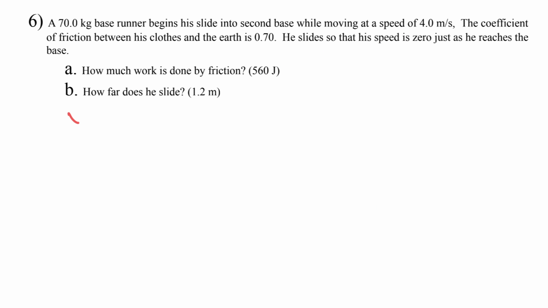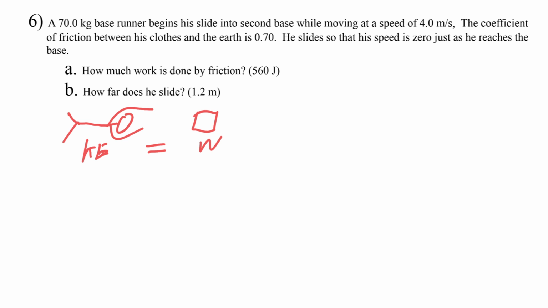Alright, so we have a base runner. They're going to slide into the base and stop. Okay, and so we're looking for work again. So for this one, the runner has some kinetic energy, right? They're moving before they slide. And then at the end, they have no energy. Well, where did that energy go? It turned into work. Okay, friction, specifically, you know, some heat energy. Okay, they might get some burns, for example.